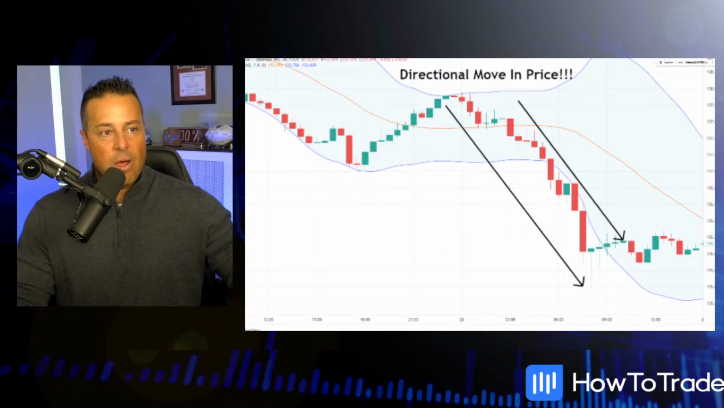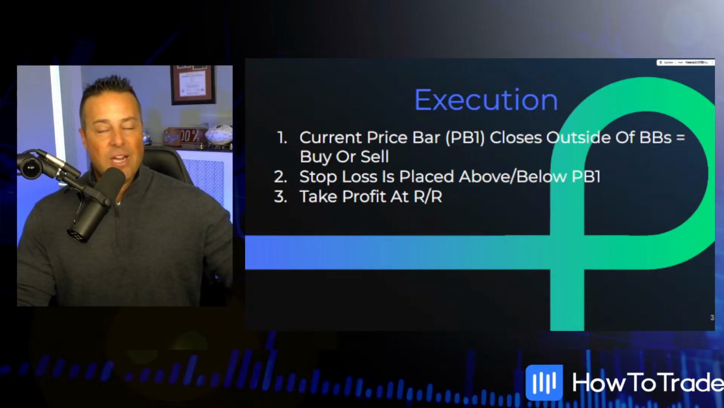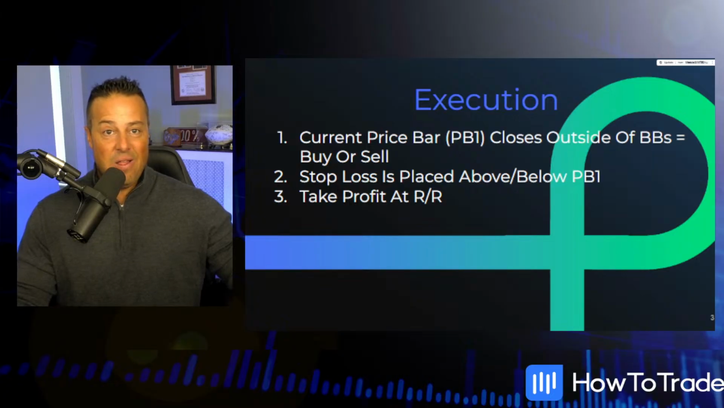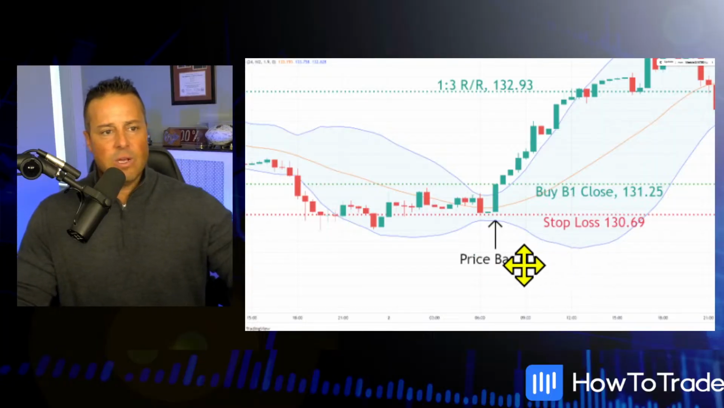So essentially, to execute this trade, we want to go to our current price bar. PB1 closes outside of the Bollinger Bands. It's a buy or it's a sell. The stop loss is placed above or below PB1, which is our price bar 1, and we're going to take a profit at a fixed risk versus reward. Okay, that's easy. Now, there are a few things that we need to be aware of. And this is really what the trade would look like. You would have your price bar right here. There would be your breakout.